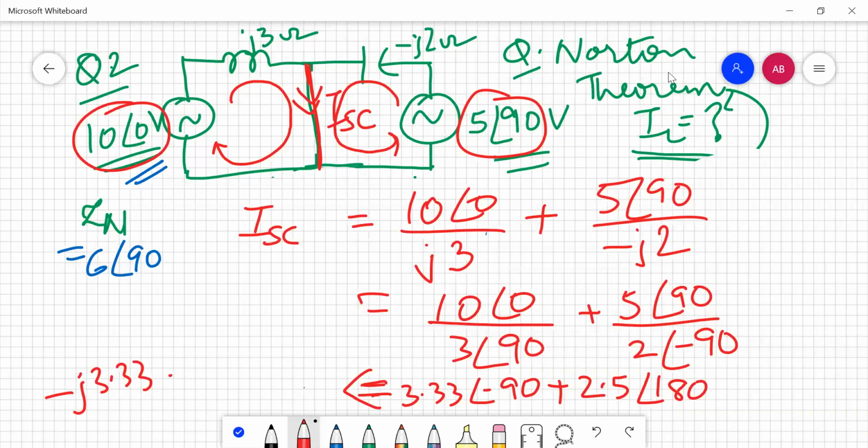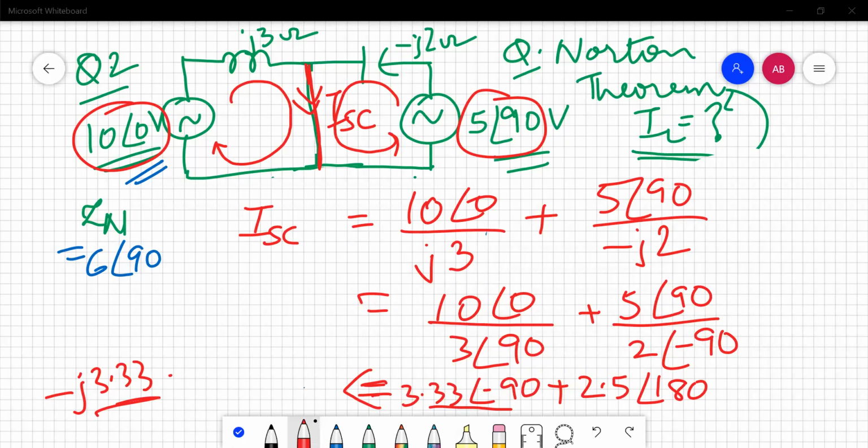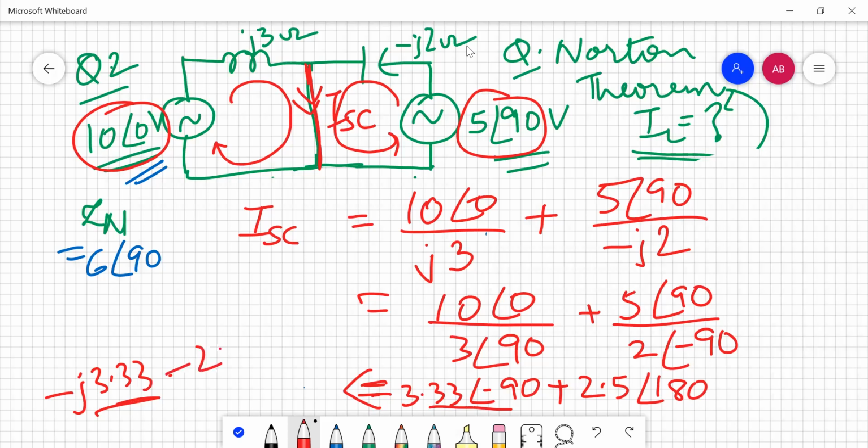So now this gives me the value of 3.33 angle minus 90, and this gives me the value of 2.5 angle 180. So when converted to its equivalent rectangular form, because this is angle minus 90, it will give me the value of this only. So now let's convert 2.5 angle 180 degrees into its rectangular form. Because I have to convert into rectangular, I will be pressing the rectangular button, and then I will be feeding the value of the magnitude as well as the angle here. And the result is only minus 2.5. So this gives me the real part only. So I will be putting the value here.